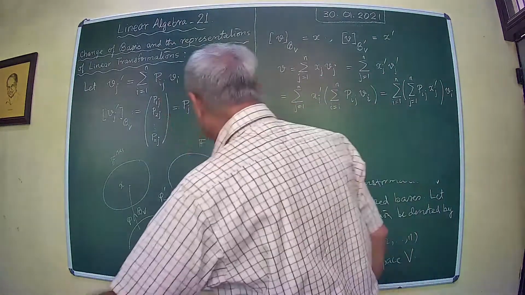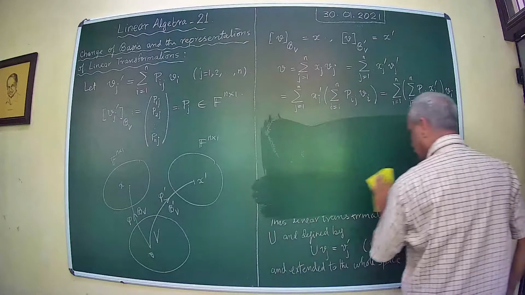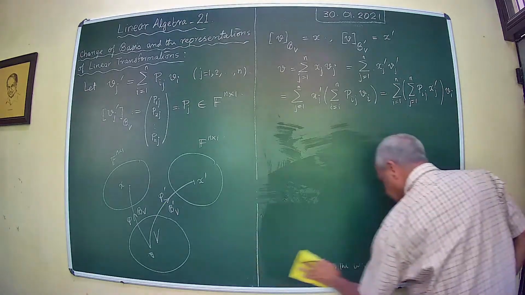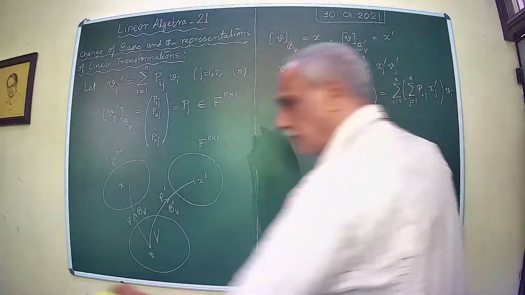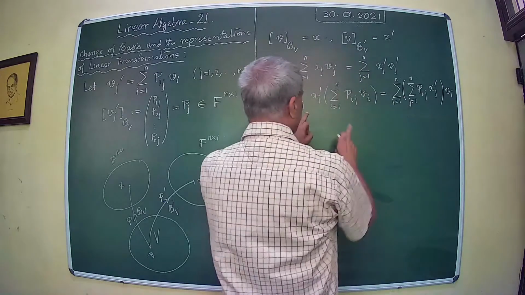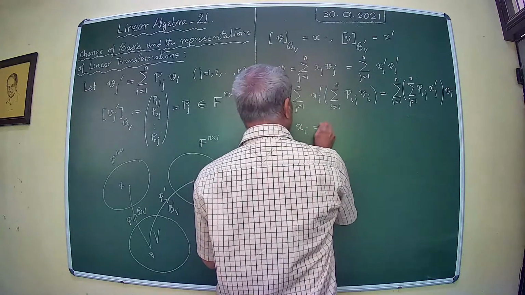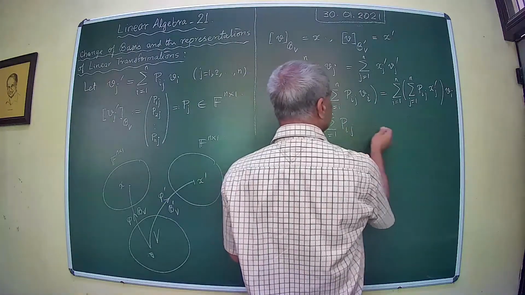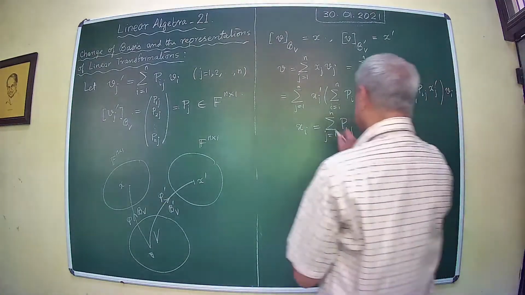Write down the details. The details are this whole thing. Okay, therefore, what we observe is this: xi is equal to sigma j equal to 1 to n Pij xj prime. This is a crucial relationship.